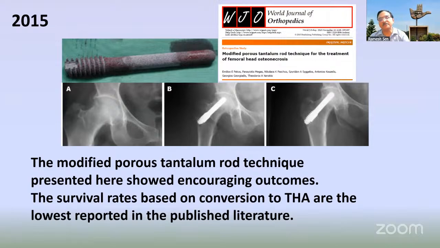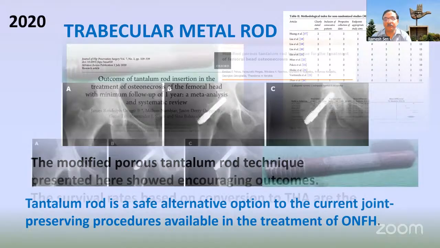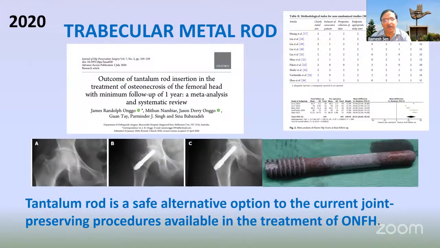And then there came these tantalum rods also, which are not available in India, but they have been there basically to substitute for the lack of fibula or not taking the fibula, and they found they could support the area of the femur head in that place.